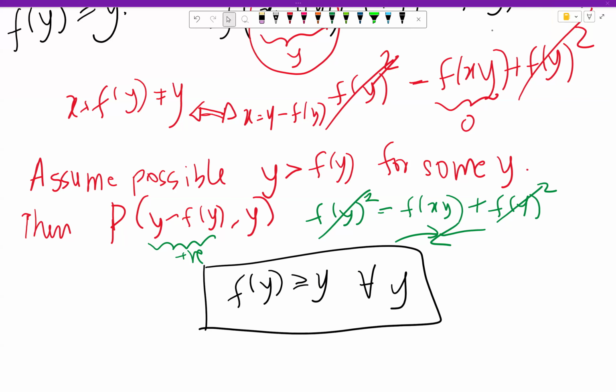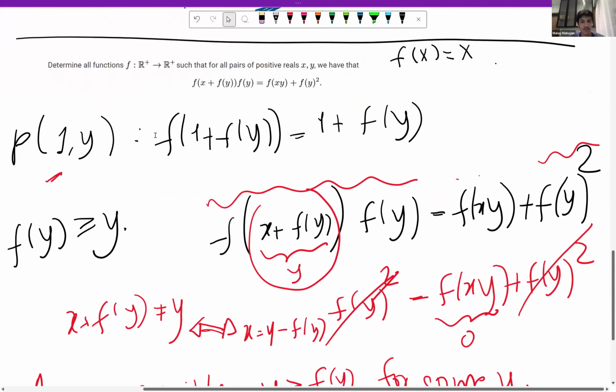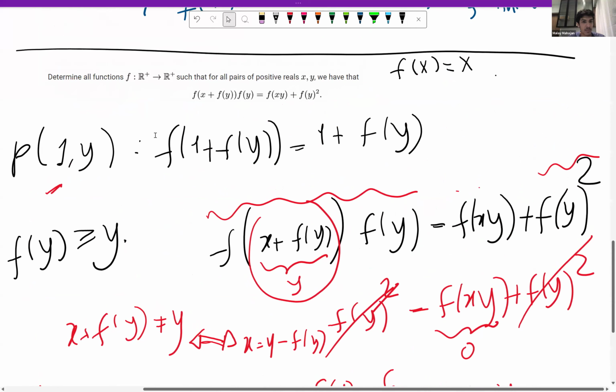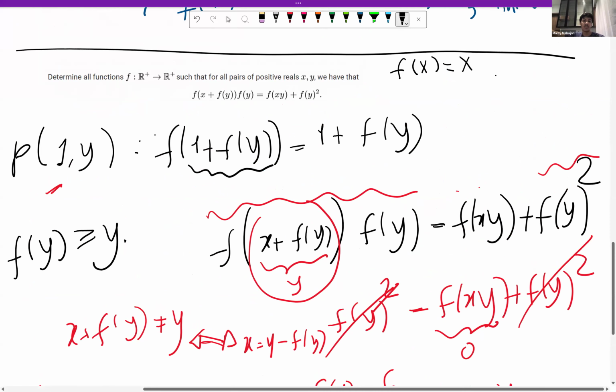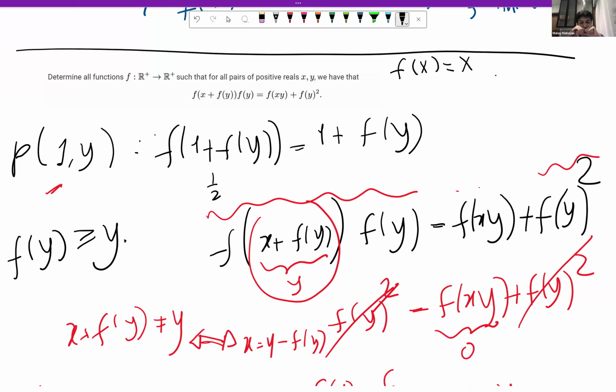Also, one more question I have is: here you have f of 1 plus fy equals 1 plus fy. So we can directly write f of x equals x without doing anything. No, 1 plus fy need not vary over all positive reals. For example, how do you know 1 plus fy doesn't take the value half? Yeah, right. Okay, so we need to prove f of x equals x.